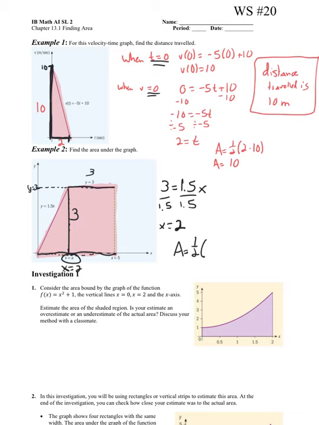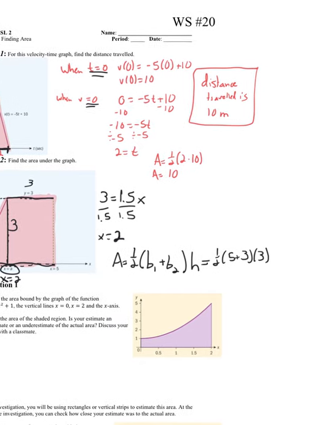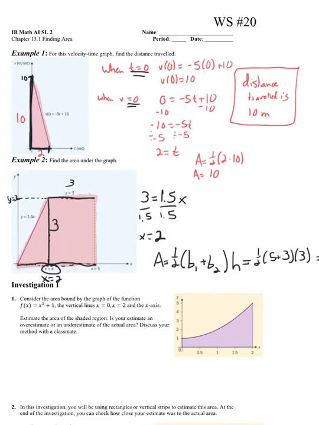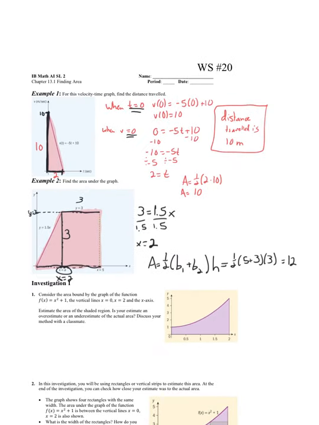So you do 1/2 of your two bases, base 1 plus base 2, times your height. Base 1 was 5, base 2 was 3, and our height was 3. So it becomes 4 times 3 is 12. So our total area is 12 units squared.